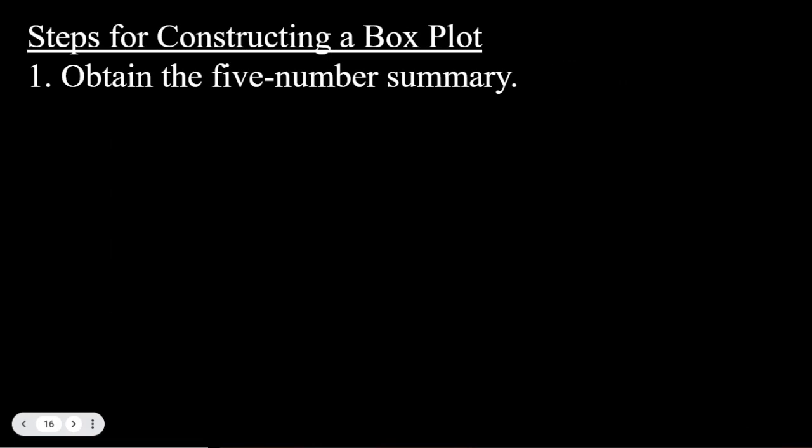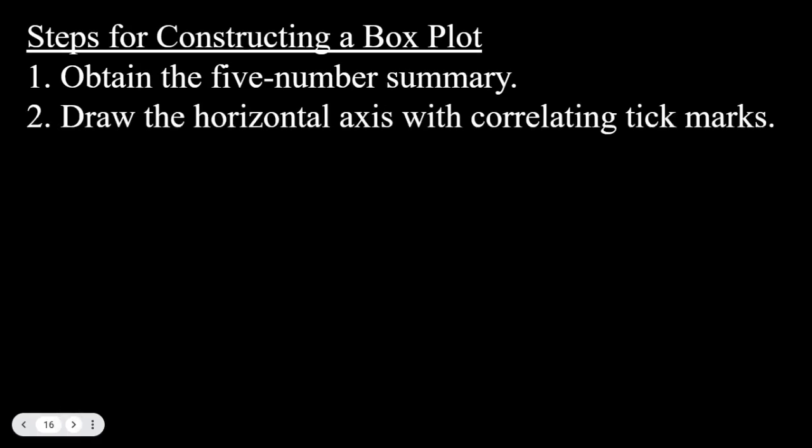So here are the steps for constructing a box plot. I forgot to change these, and I do it a little bit differently than what this says, but the first thing you do have to do no matter what is obtain your 5-number summary. Then you want to draw the horizontal axis, as I mentioned, and mark the correlating tick marks that you're going to need so that you've got your scale set.